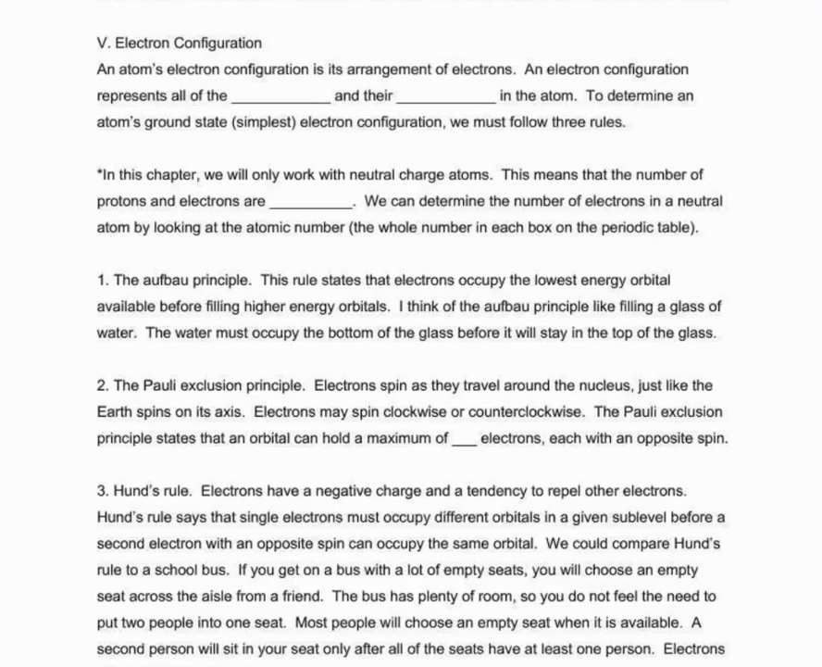This is the Unit 3 video number 3, and we are on page 3 looking at the electron configuration. An atom's electron configuration is its arrangement of electrons. The electron configuration represents all of the electrons as well as their locations in the atom.